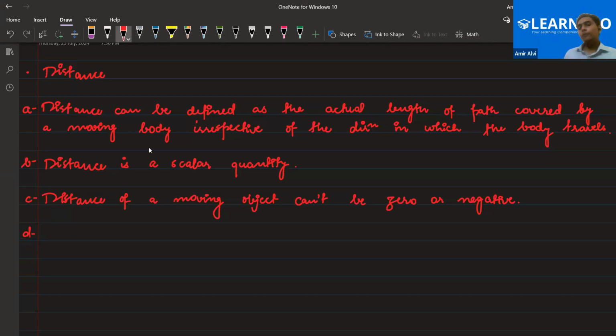And how do we measure distance in a vehicle? Basically in a vehicle, there's a meter installed that continuously measures how much you have traveled in the journey. That is called an odometer. The odometer is the instrument which measures the distance in vehicles.